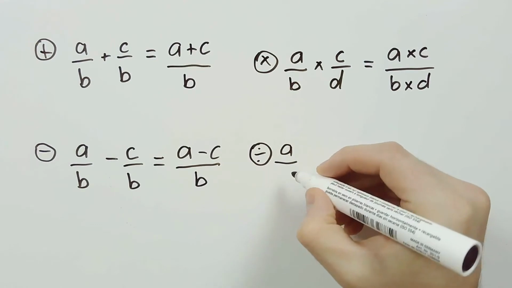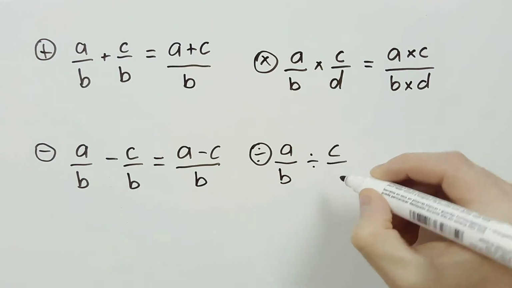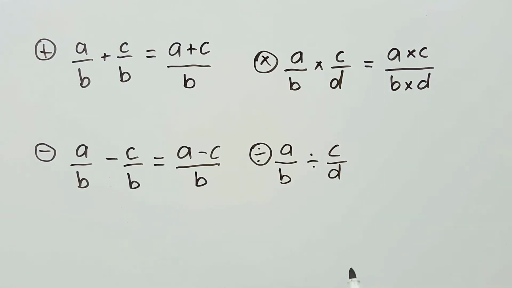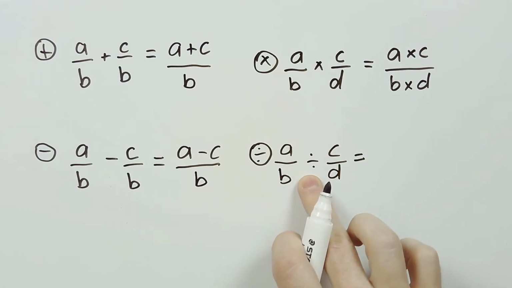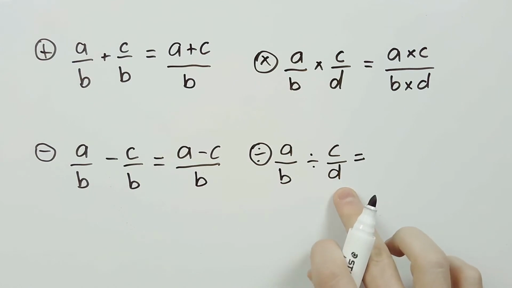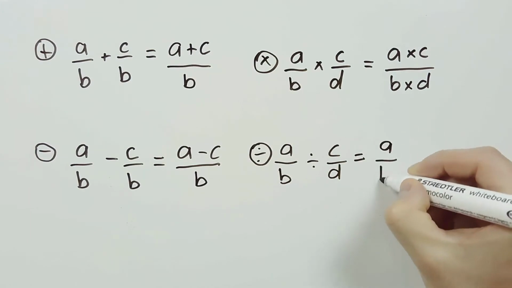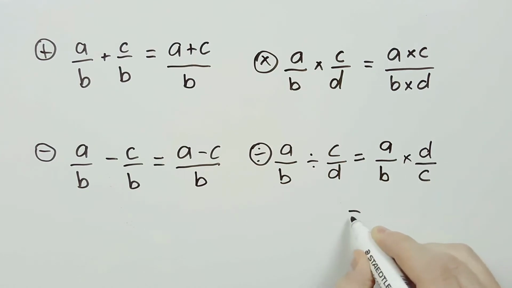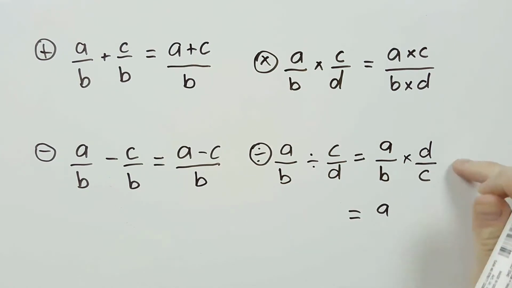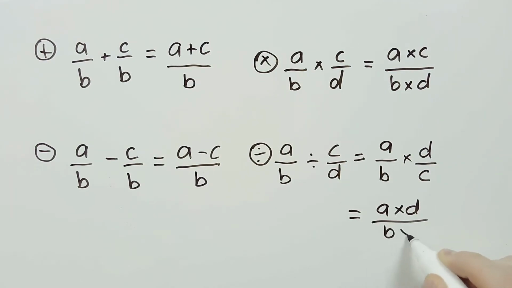This one is similar to the multiplication case, but has a bit of a trick. So let's say we have A on B divided by C on D. The trick here is to flip the division sign into a multiplication sign and flip the numerator and denominator in the second term, or in the term that we're dividing by. So here we'll end up with A on B times D on C, and of course this comes out as, using our multiplication rule, A times D on B times C. And of course you can express this without the multiplication sign as well.